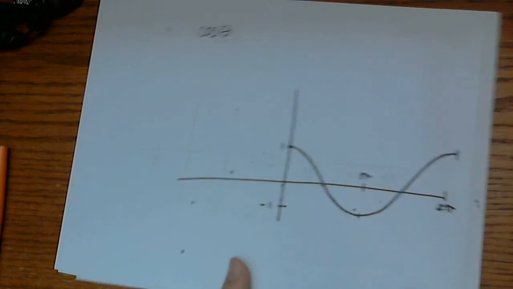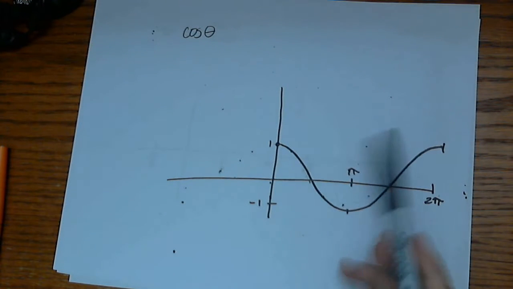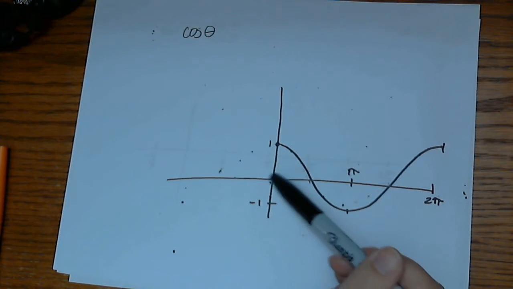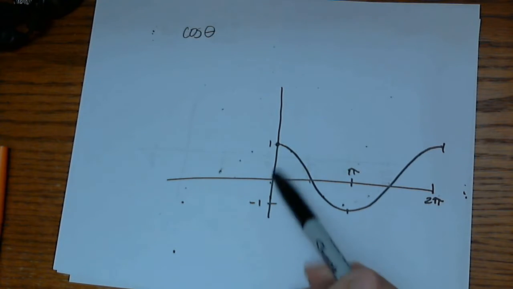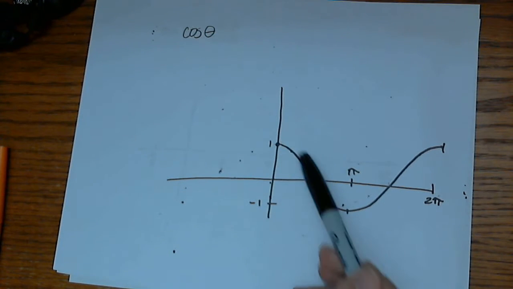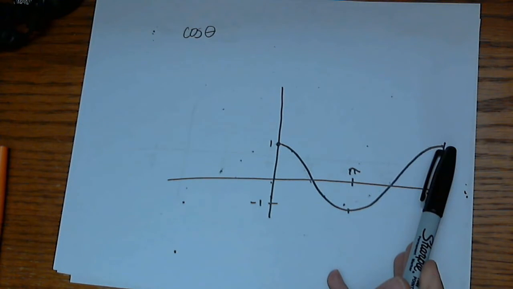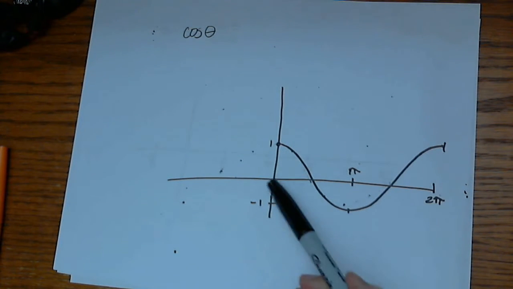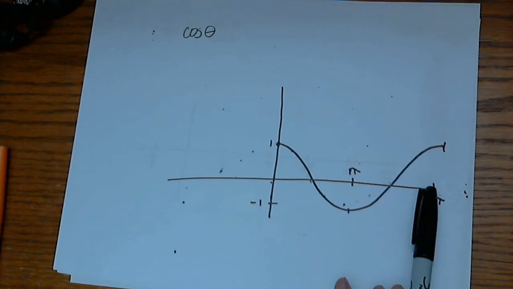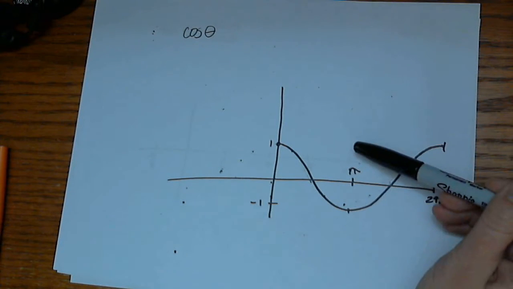So we could do the same thing for cosine, but we'll see that when we do cosine, it doesn't start here at the origin. It actually starts up at 1, decreases down to a negative 1, and then goes back up to a positive 1 again. So it still has a period of 2 pi, but it has the same amplitude. I haven't used that word yet.